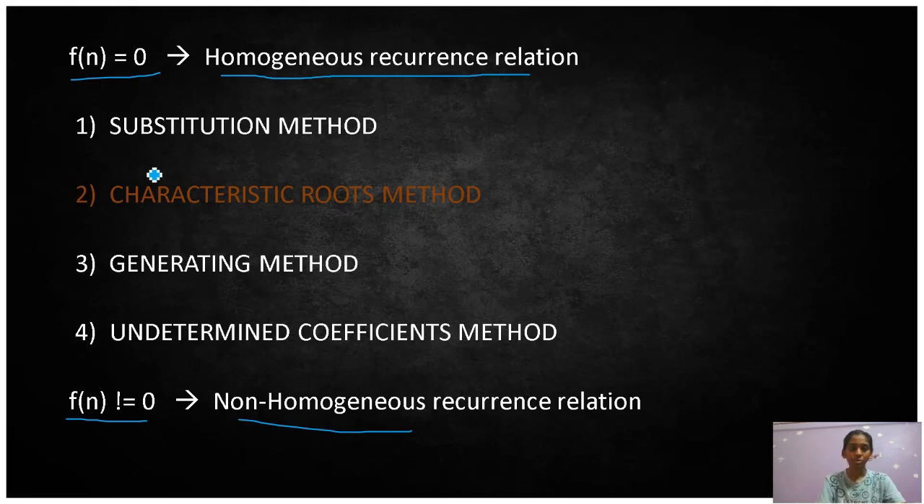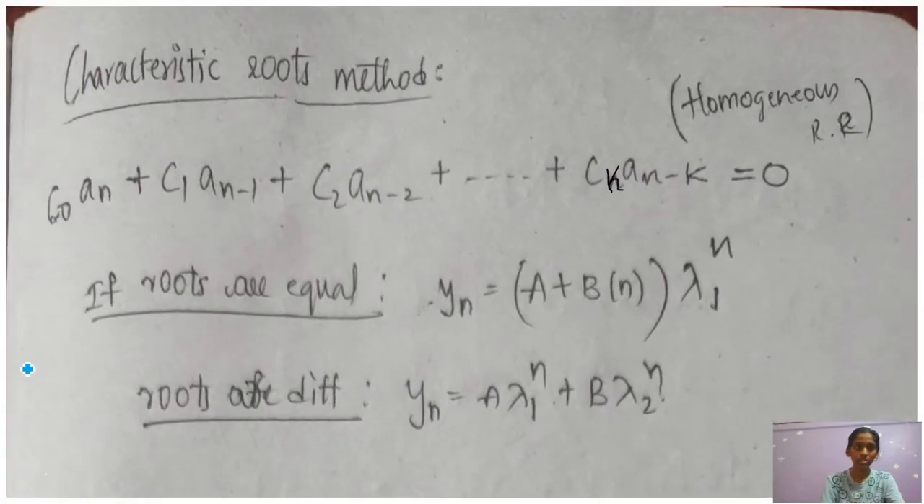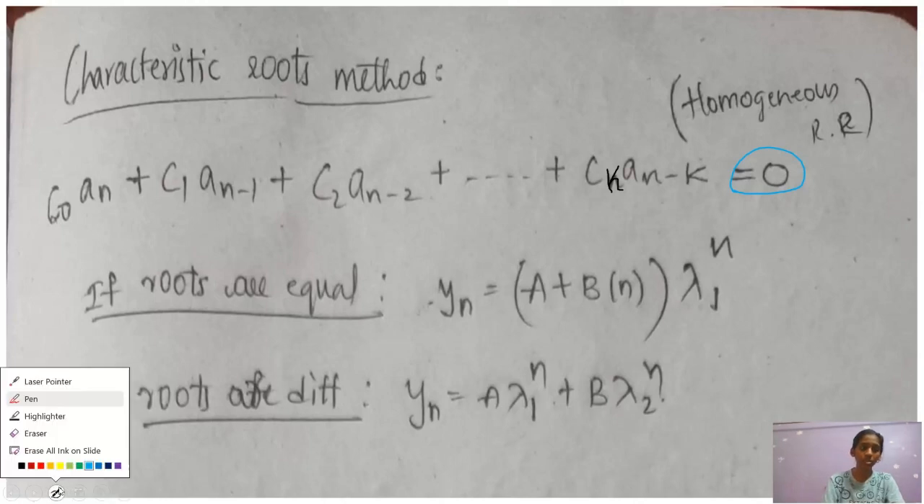First one is substitution method, and then characteristic roots method, generating method, and then undetermined coefficients method. I'm going to discuss the characteristic roots method. So in this, the general form is, as we are taking a homogeneous recurrence relation, f of n will be 0 here. And then while finding characteristic roots, we may get some roots as equal and some of them will be different.